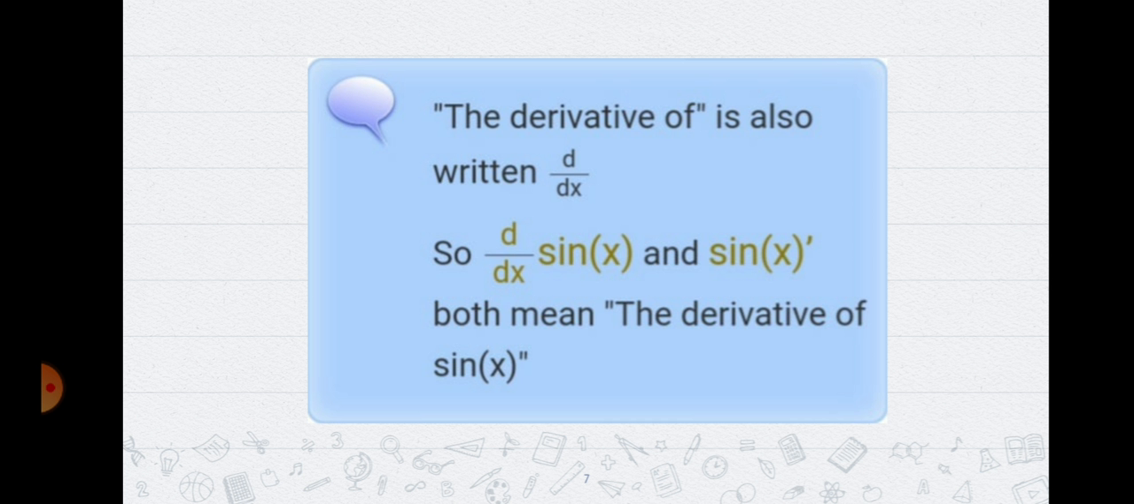So the derivative is also written as d over dx. So d over dx of sine x, and sine, both mean the derivative of sine x.